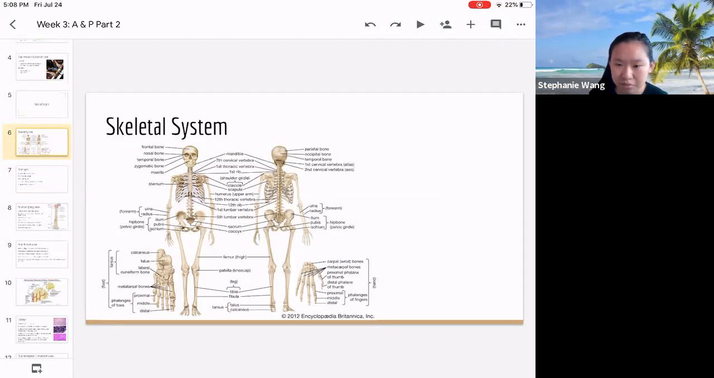I'm seeing yes, maybe, no, yeses. Okay. Well, the answer would be yes. The reason is even though they're not long per se, they still have a length greater than their width. So that's why they're still considered long bones.